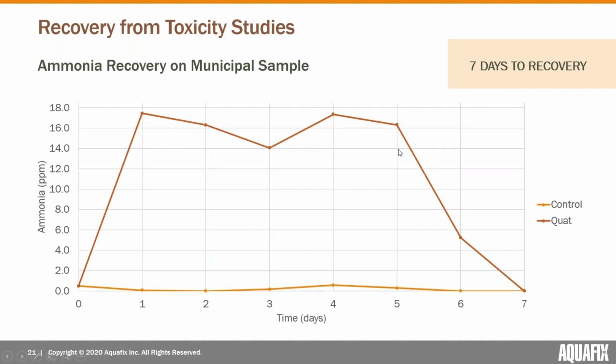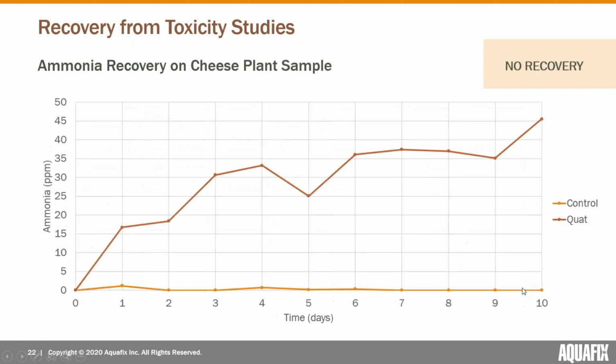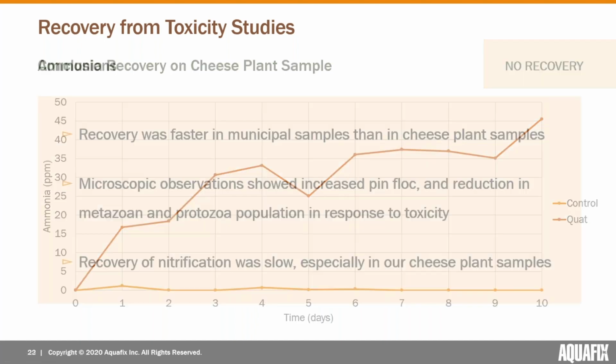After about 7 days, this municipal sample in a lab recovered on its own. We took a cheese plant sample, did the same thing, added quat. And you can see after 10 days, the ammonia kept climbing and it has not recovered. In a system like this, they would use our VitaStim nitrifiers to recover.